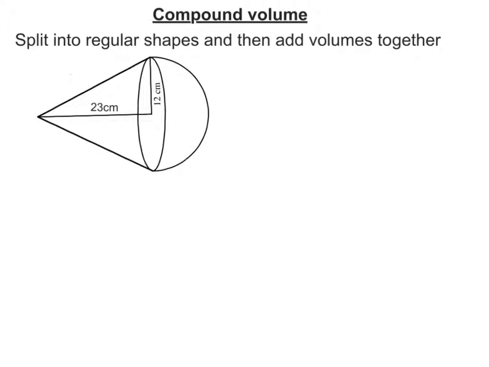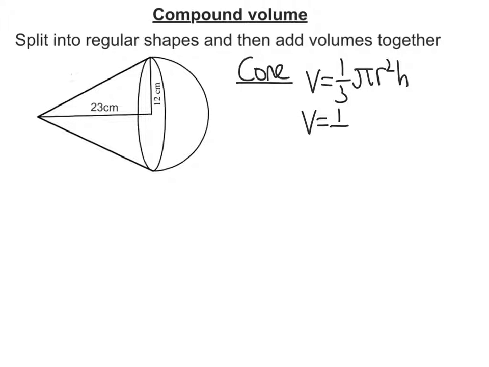In this question here, we have a cone with a hemisphere on the end of it. So I'm going to work out the volume of the cone, and then the volume of the hemisphere and add them together. So the cone, let's do that one first. The volume of a cone is 1/3 times pi r squared h. And if I sub in my values, I'm going to get 1/3 times pi. Now the radius is given as 12, so it's 12 squared, and the height of the cone is 23.